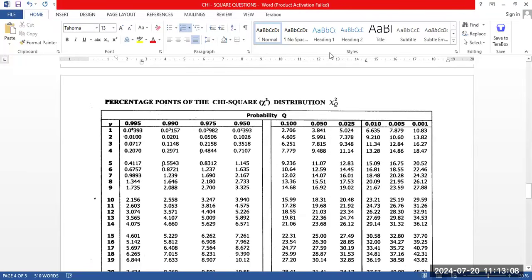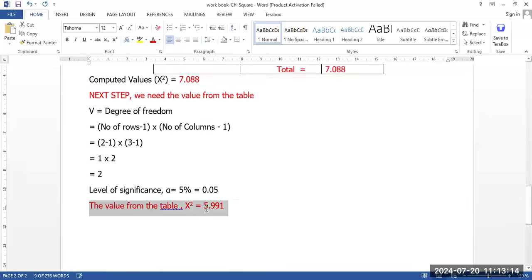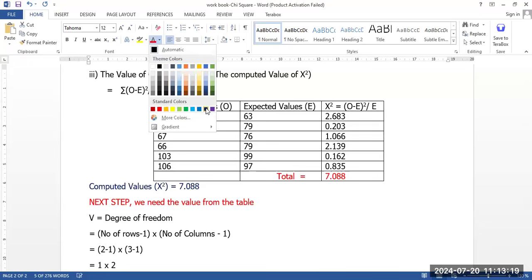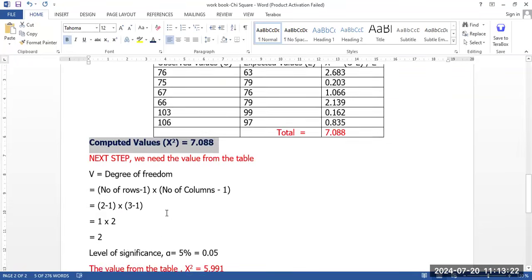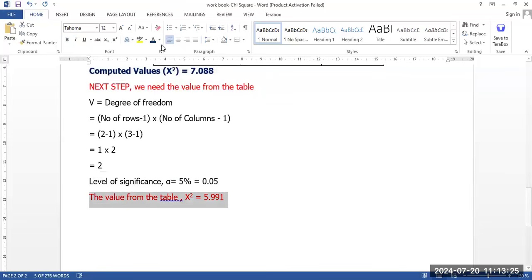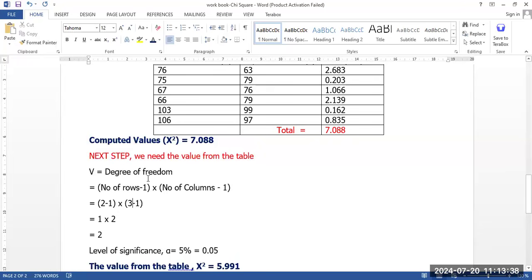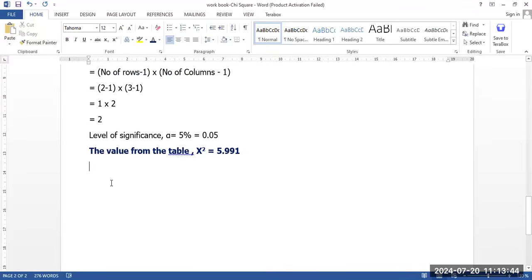Then finally, you see we have the value from the table. We have also the computed value. So we can compare the two values and confirm whether we should accept the null hypothesis or reject the null hypothesis. That is interpreting your result. Now we need to do the interpretation.